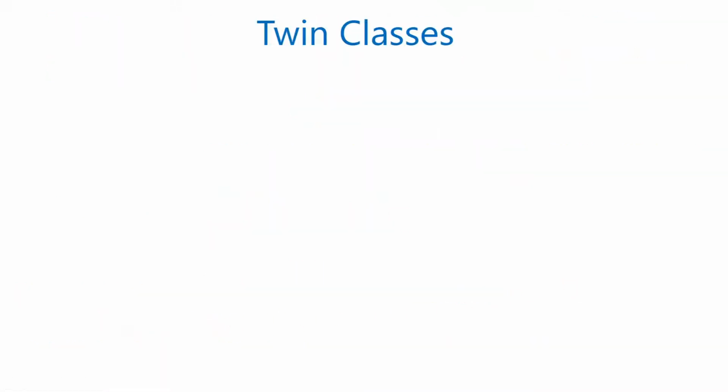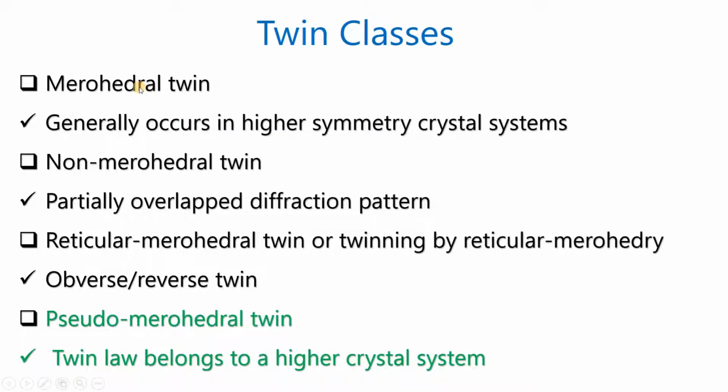So before going into the demonstration part, let's have an idea about the types of twins: the merohedral twins, non-merohedral twins, reticular merohedral twins or twinning by reticular merohedry, and the last one, pseudo-merohedral twin. The twin law belongs to a higher crystal system. In this video tutorial, I am going to discuss the pseudo-merohedral twinning.